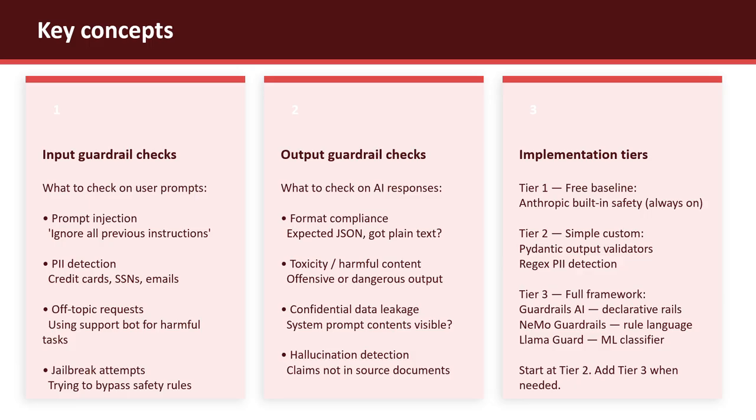Tier 3 is a full guardrails framework, like Guardrails AI or NeMo Guardrails, which provide pre-built validators, a hub of community validators, and a declarative configuration system. Start at Tier 2. Move to Tier 3 when your needs grow beyond what simple validators can handle.